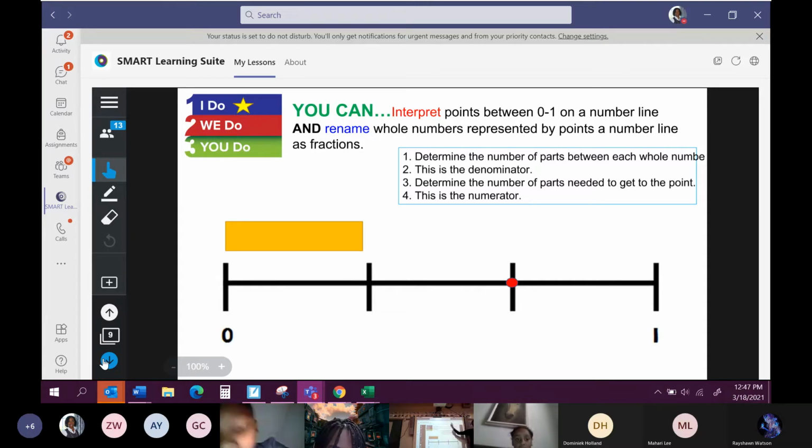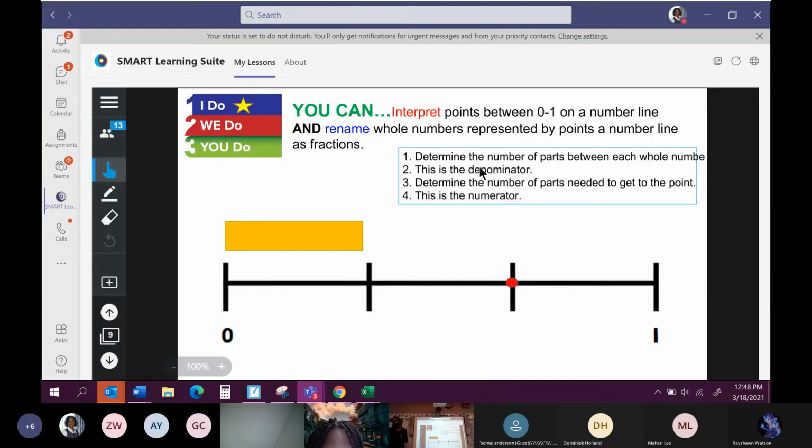So again, our objective for today: you can interpret points between 0 and 1 on a number line, and you can rename whole numbers represented by points on a number line as fractions. And right here, I have a couple of steps, things that I'm going to make sure I do that are going to help me. So right now, it says number 1. I have this number line from 0 to 1. What are my whole numbers? My whole number is 0. My whole number is 1. So I just got 0 or 1.